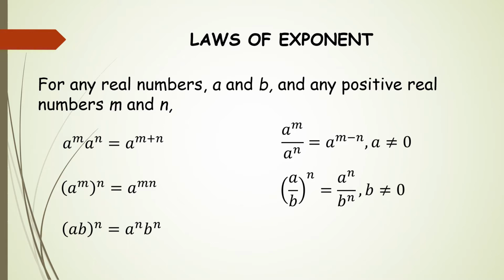Quantity a over b raised to n is equal to a raised to n over b raised to n, where b is not equal to 0. And a raised to 0 is equal to 1.